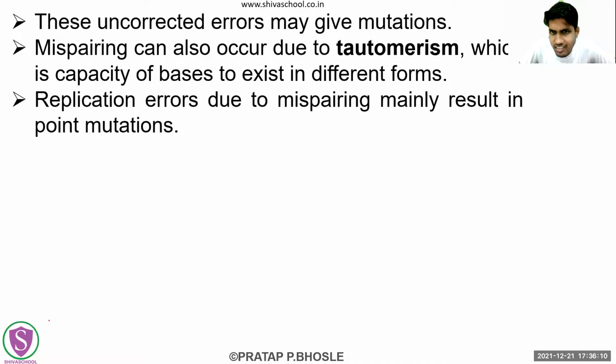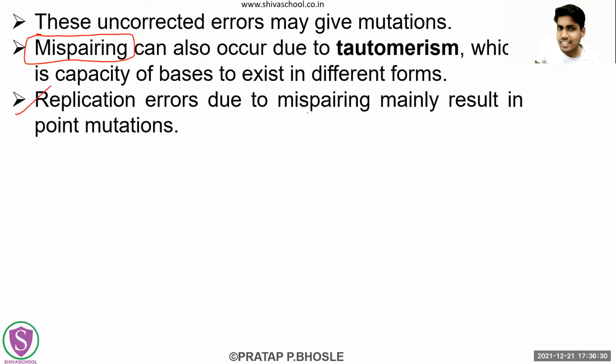Just understand this tautomerism, which is just the conversion with respect to the proton present in these molecules, and it can also result in mispairing. What may happen because of them is mispairing. We'll see that in detail in the next slide. Okay, we'll move on to the next point.